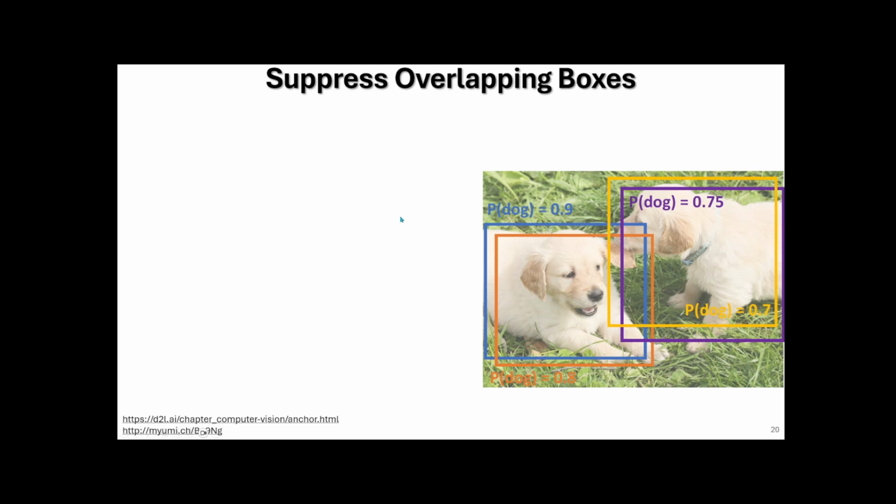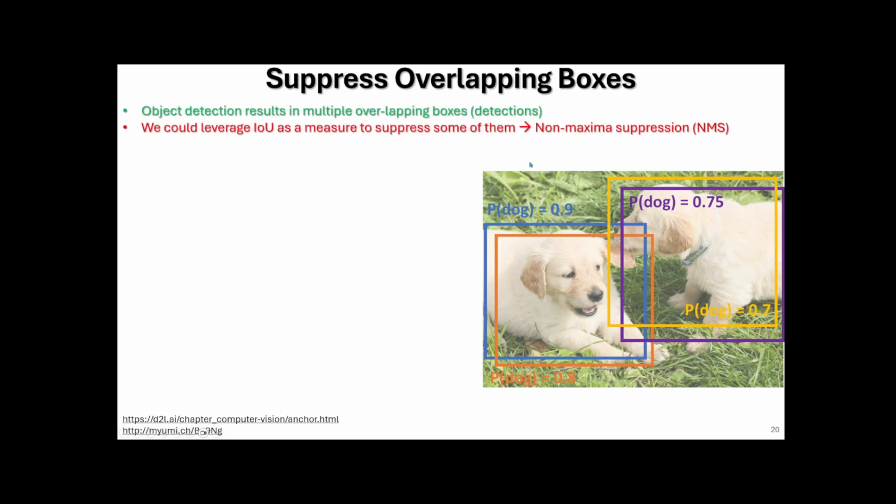So here is the idea. This idea is known as non maxima suppression, or NMS. Basically you are leveraging the IOU score to measure the similarity between boxes, and you suppress the boxes which have very high IOU scores because they are very similar. The technical jargon for this idea is non maxima suppression, NMS. Okay, so let's see how it works.